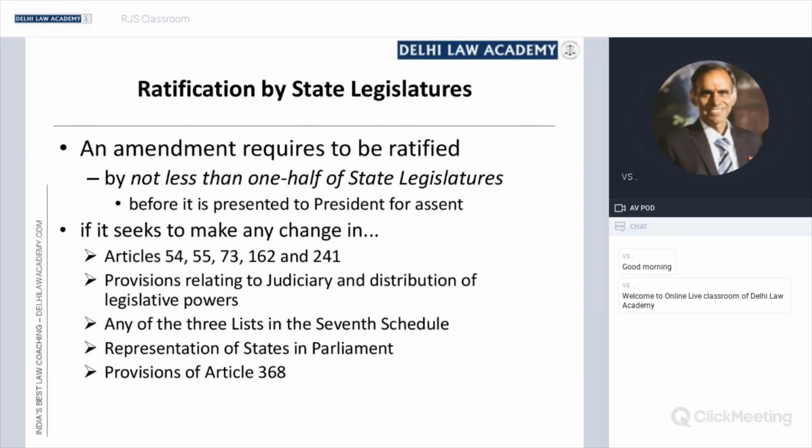Similarly, if any amendment is required in any of the 3 lists in the 7th schedule, the union list, the state list, and the concurrent list, then also the same procedure. Representation of states in parliament and provisions of Article 368, that is this article. So if any change is to be made in this article, then also ratification by state legislatures will be required. So this is the special provision, and these are the provisions which require this special procedure.